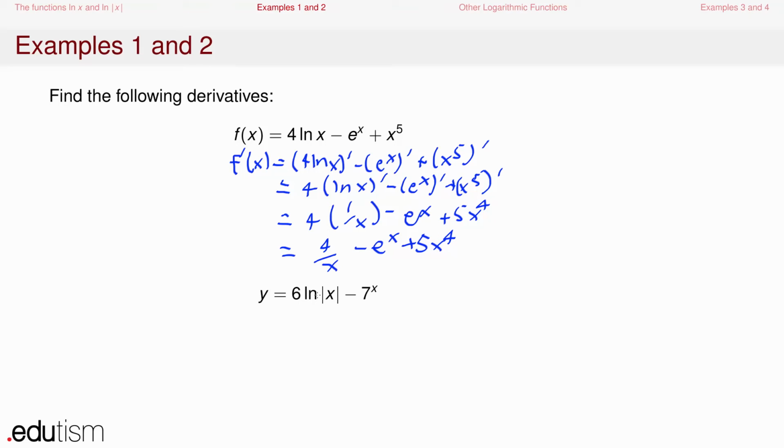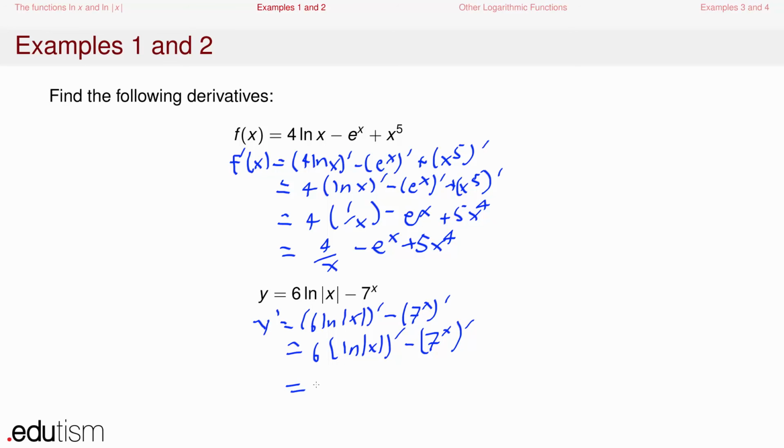For the next example, we have an ln of the absolute value of x, but otherwise the procedure is going to be exactly the same. First step is to use the difference rule. y prime is the derivative of the first function, 6 ln of absolute value of x prime, minus the derivative of the second function, 7 to the x prime. Then we use the constant multiple rule. The derivative of the first function is going to be 6 times the derivative of ln of the absolute value of x minus, again, we're still going to have the derivative of 7 to the x.